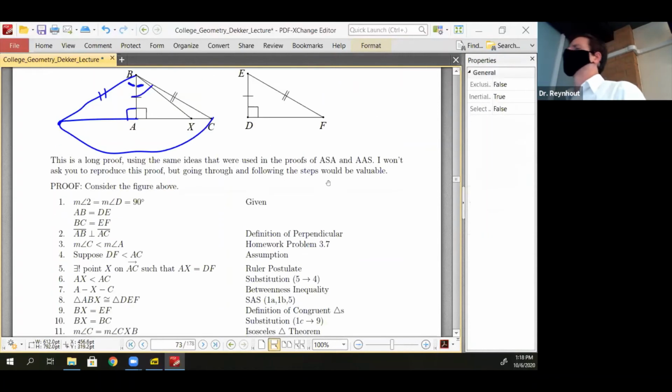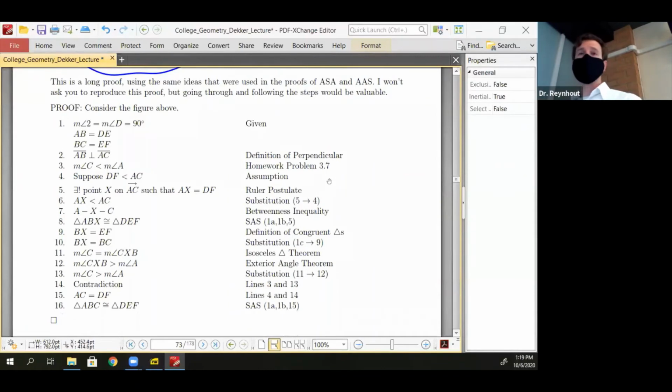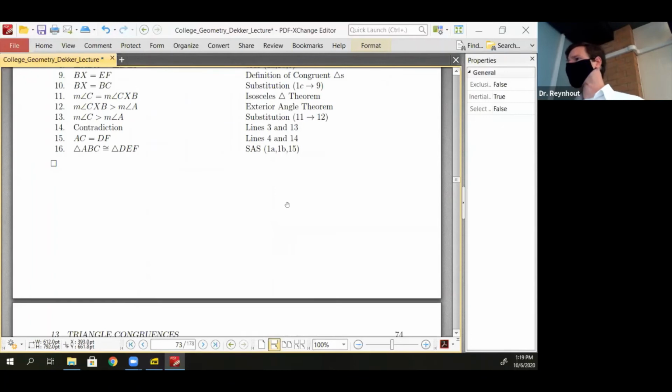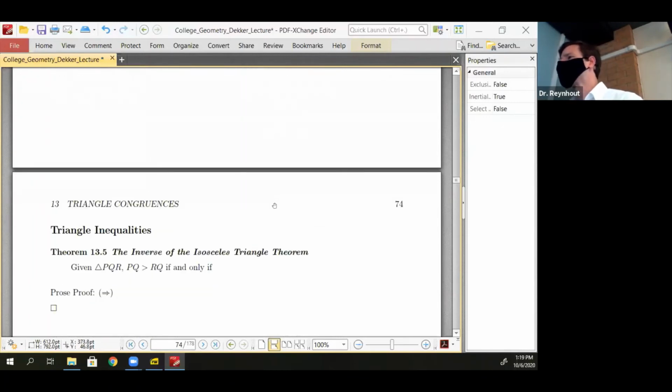Excellent. Again, I'm going to encourage you to read through that proof. This one is even longer than what we've seen before, 16 steps there. So feel free to read through that. If you have any questions, please bring them on Thursday, or send me an email, that would be fine as well.